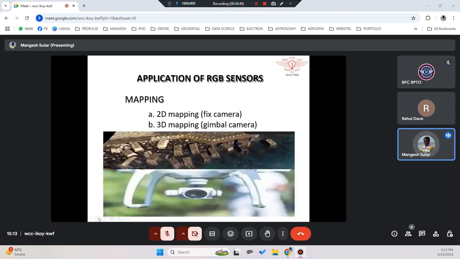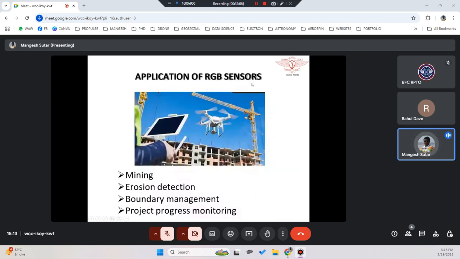Okay, so application of RGB sensors can be used in mapping also, for 2D mapping with the fixed camera. We can do 3D mapping with the gimbal camera. So you can create 2D images, 3D images, or pictures for all the mapping kind of activities also. Again, application of RGB sensor, like I said: mining, erosion detection, boundary management, project progress monitoring.